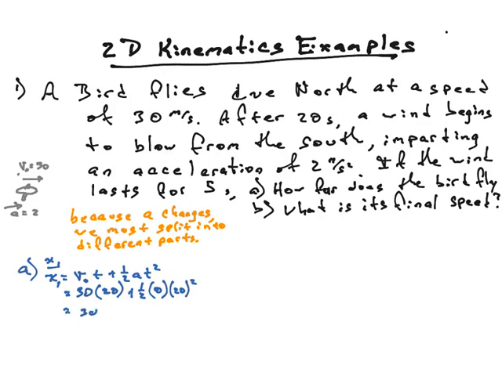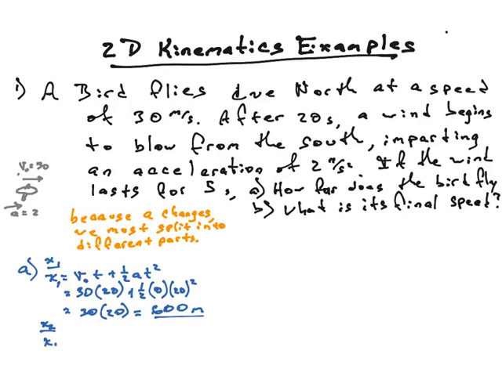So this becomes 30 times 20, which is 600 meters. So what we just found out is, how far does the bird fly before the wind starts to blow? The bird flies 600 meters. All right, well, what about part 2? Now that the wind starts to blow, I want to know how much further does he go.